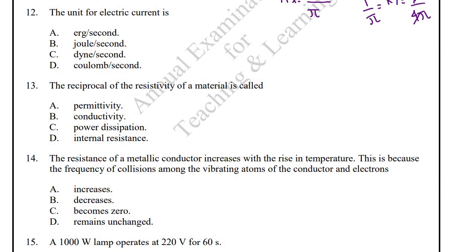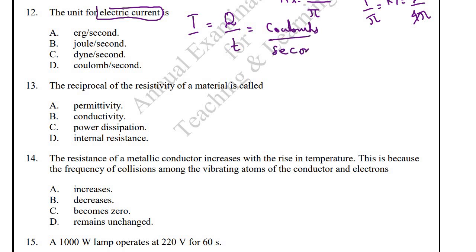Now let's see question number 12. The unit of electric current. This is a simple question. We know that electric current is equal to the rate of flow of charge. Charge is measured in coulombs and time is measured in seconds. So the SI unit for current is ampere, that is equal to coulombs per second. So the correct answer for question number 12 will be option D, coulombs per second.